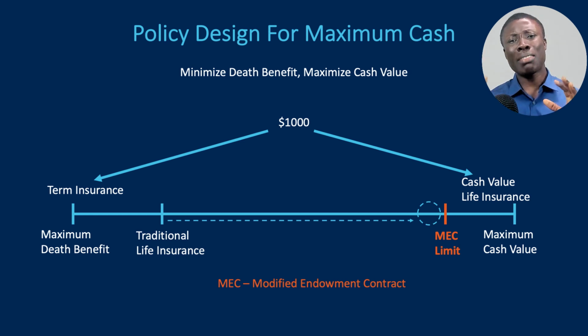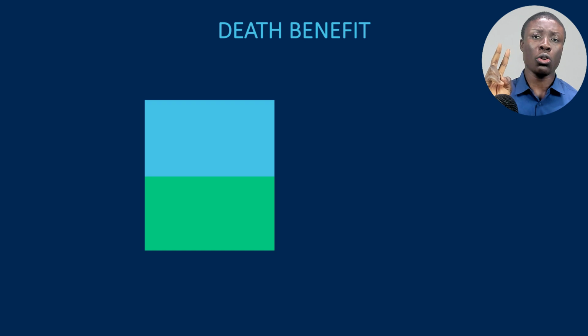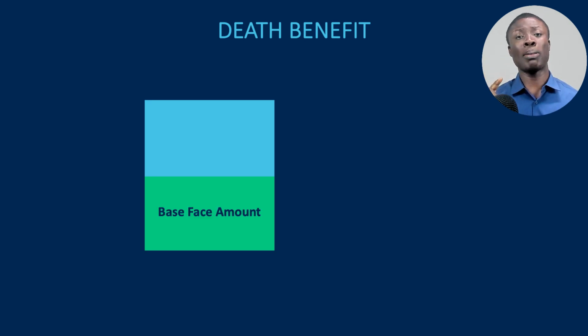Now, the death benefit in an IUL can have 2 components. The first one is the base face amount, or simply the base. The second is what we call the blended term insurance. Depending on the company, it could be called supplemental term, additional protection benefit.